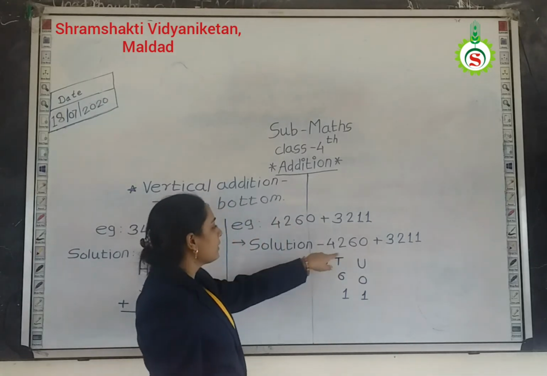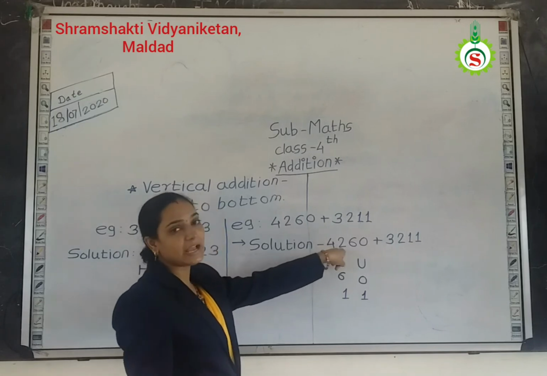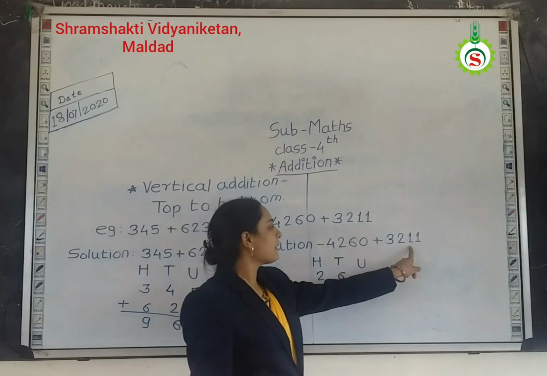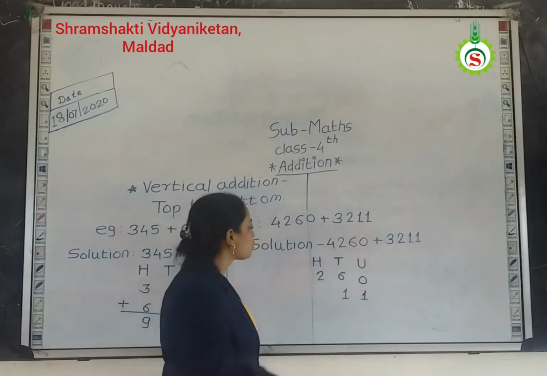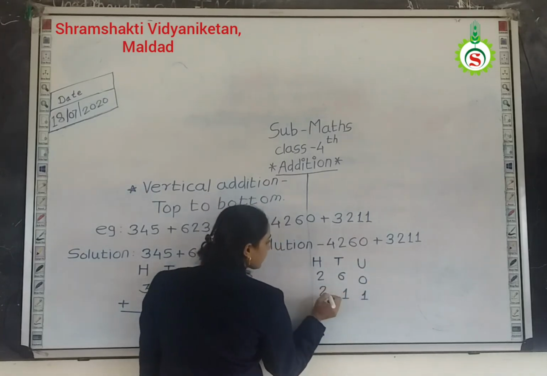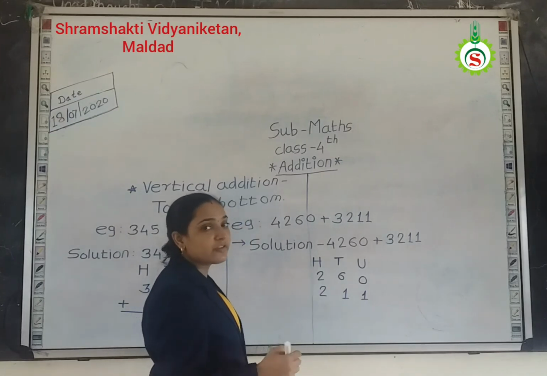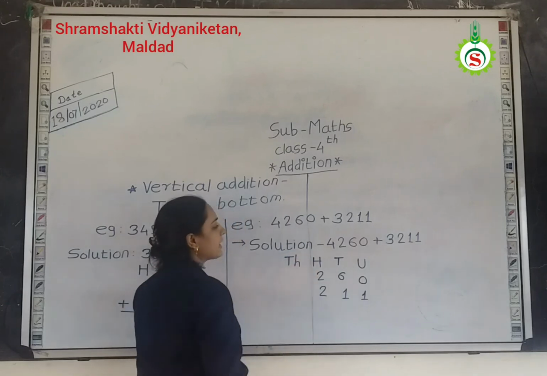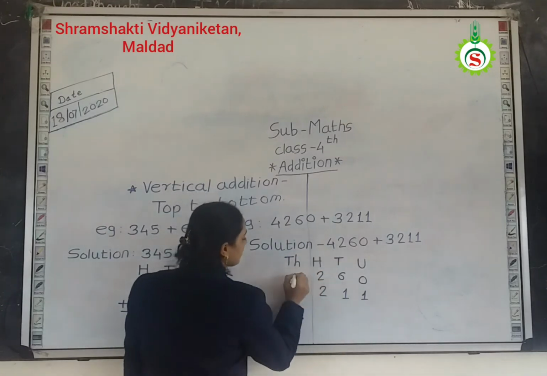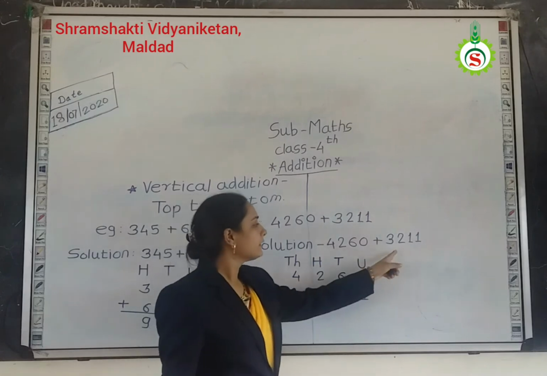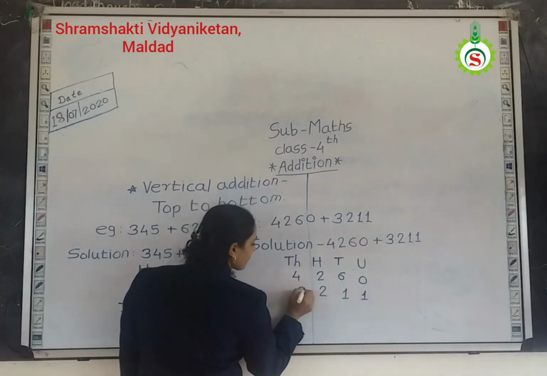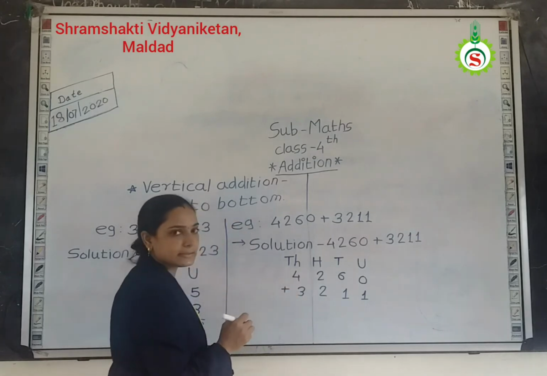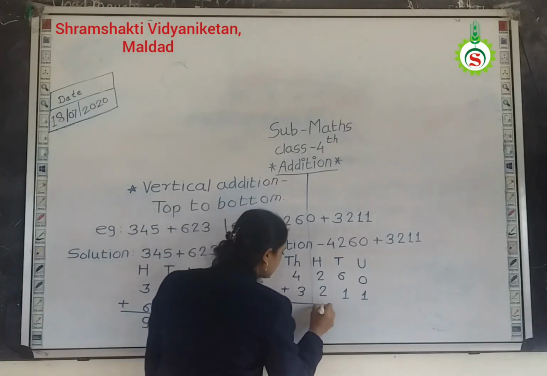Then take the hundreds place and what is here? 2. And in this number, what is at the hundreds place? 2. After hundreds place, which place comes? Thousands. And here at thousands place 4. And here 3. And here the sign of plus, or sign of addition.